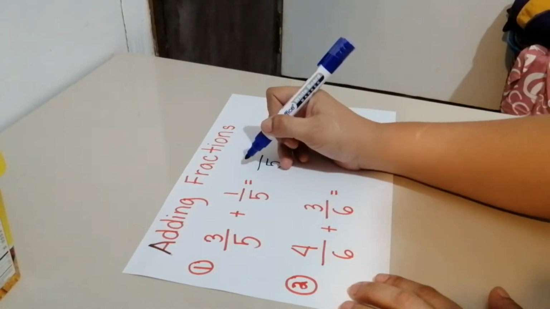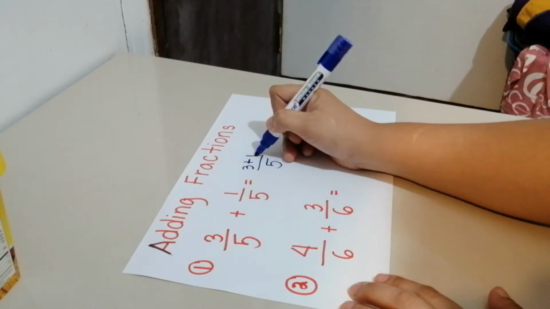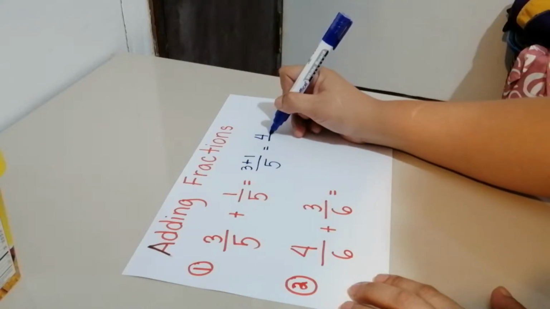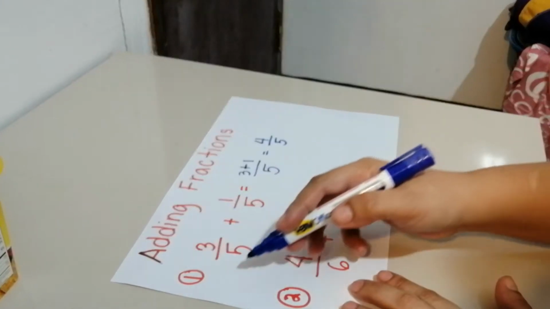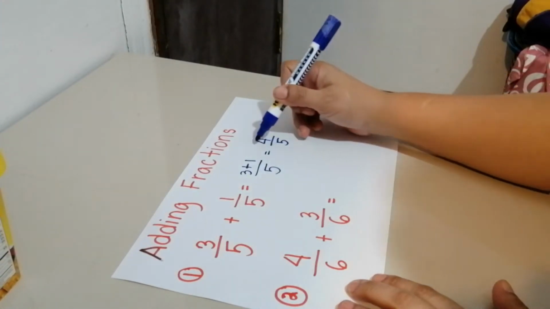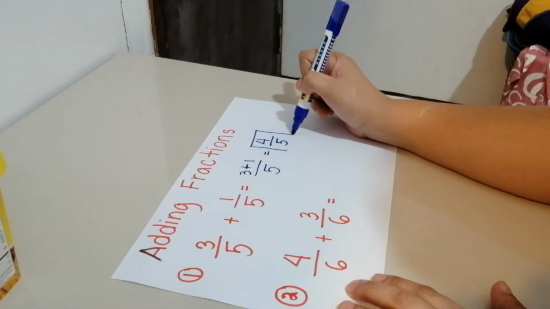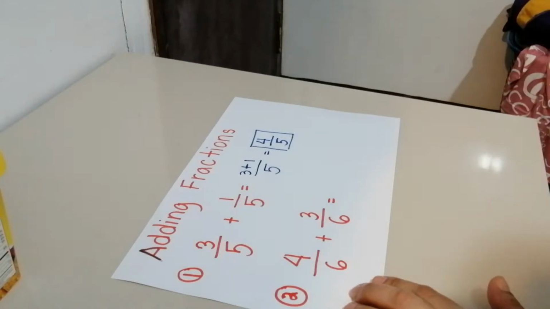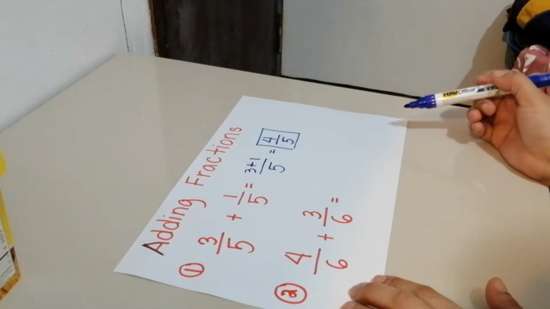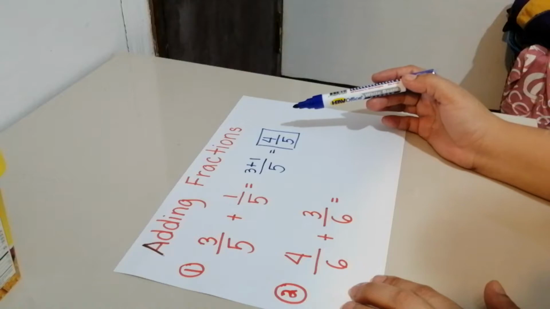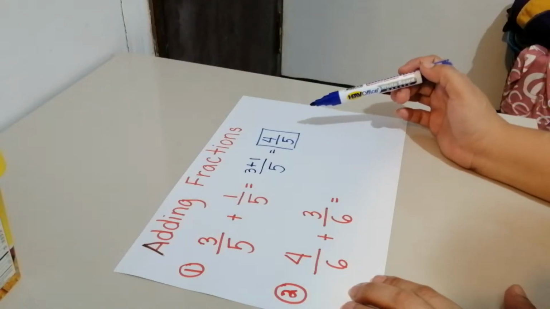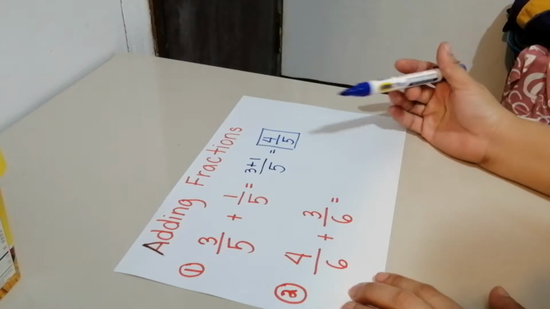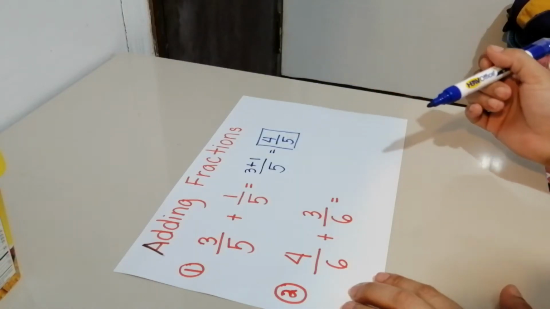So, 3 plus 1. 3 plus 1 is equal to 4 over 5. So, the answer for this one is 4 over 5. As you can see, 4 over 5 is the simplest form already, because you cannot divide any number that is divisible for both 4 and 5 except 1. So this is the simplified answer already.